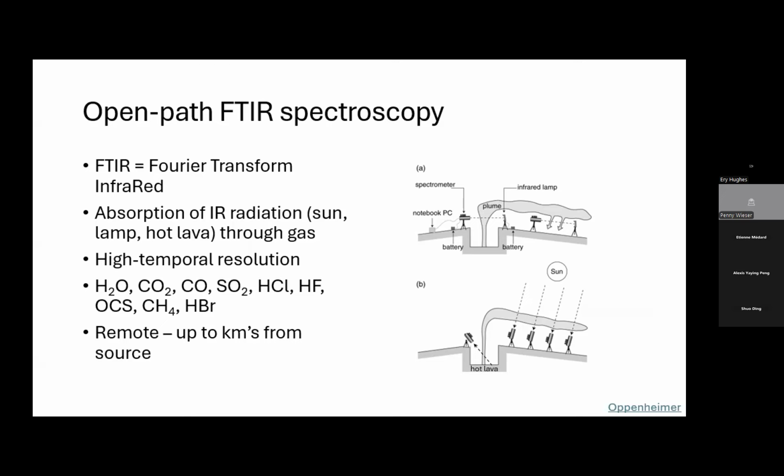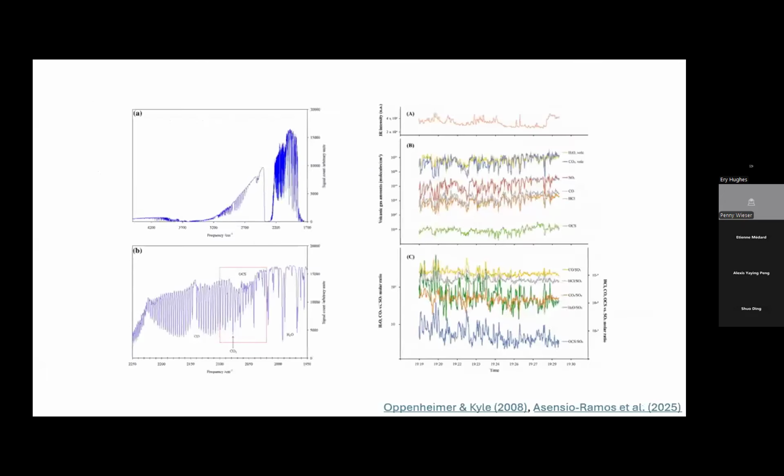This is a list. There are some problems where species are absorbing in the same window, and that has to be taken into account. But you can also get really high temporal resolution data, like multi-gas, using this open path FTIR. And in comparison to both multi-gas and direct sampling, you can do this remotely. I've seen some papers where they were up to a couple of kilometers away from the event. So this is a remote technique that allows you to get gas composition.